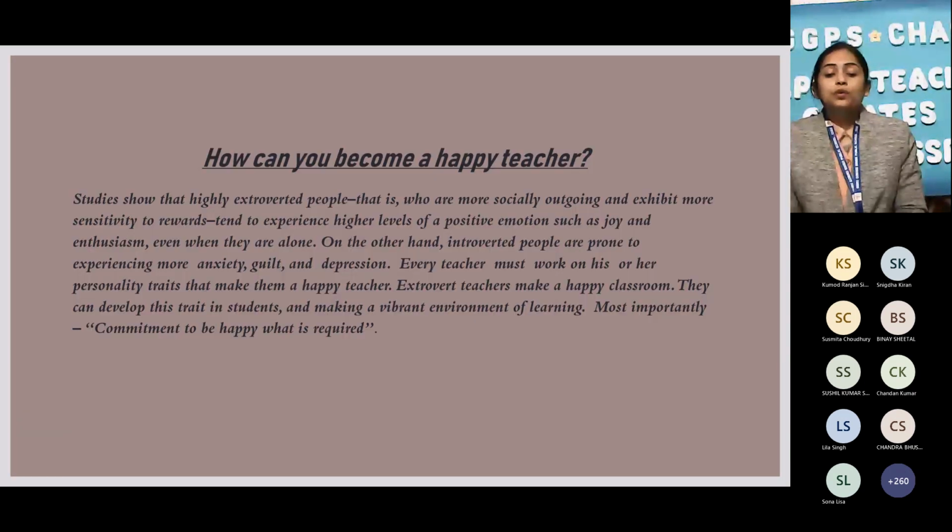If we talk about how you can become happy teachers, it is important for us teachers to know how we can become happy. Studies show that highly extrovert people, who are more socially outgoing and exhibit more sensitivity to rewards, tend to experience higher levels of positive emotions such as joy and enthusiasm even when they are alone. On the other hand, introvert people are prone to experiencing more anxiety, guilt, and depression. Every teacher must work on his or her personality traits that make them happy teachers.